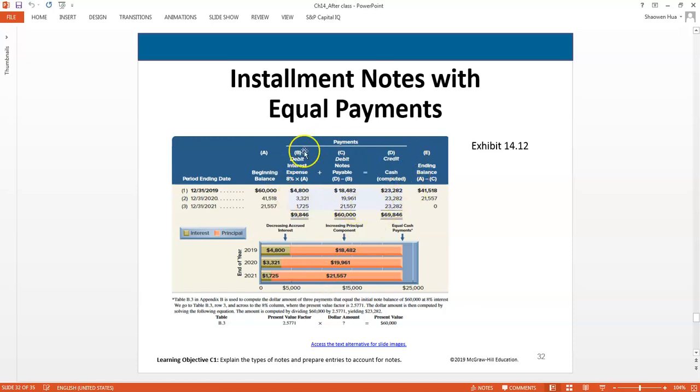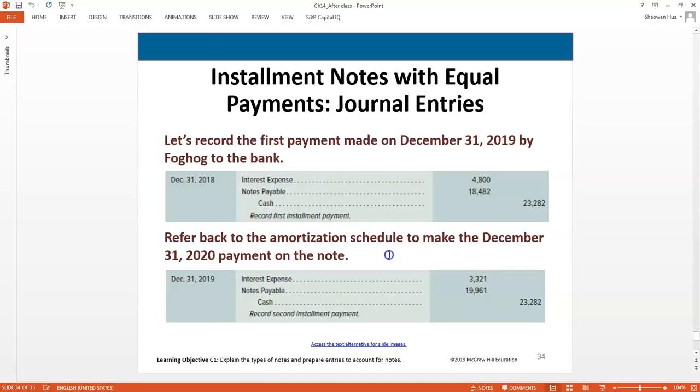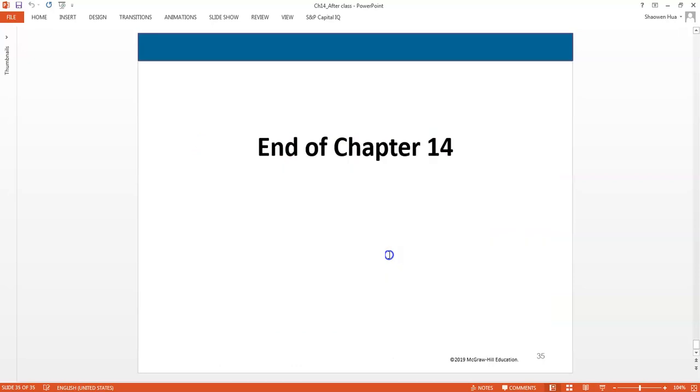The textbook puts the amortization table this way, but I prefer you to follow my amortization table columns, because in your next finance course, they will use these columns to calculate the present value of the debt instrument. Okay, so that's the end of chapter 14.